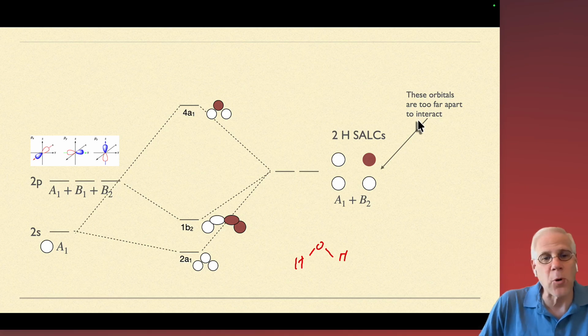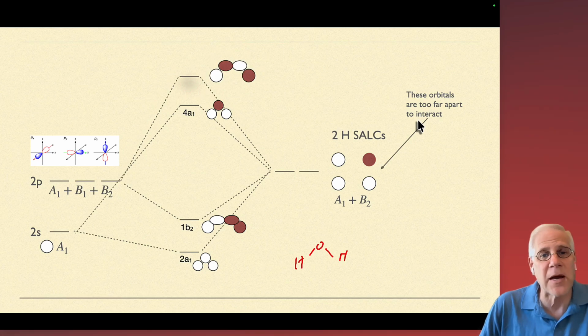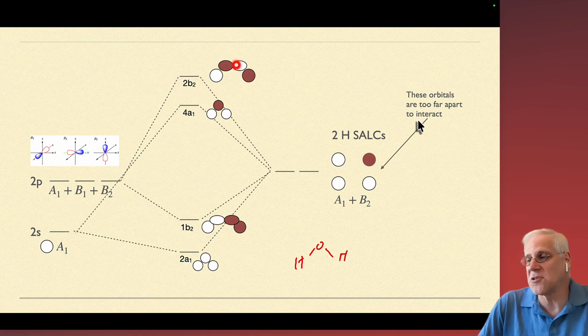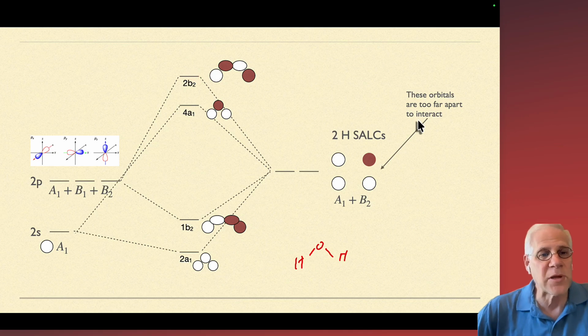Okay, well, just as before, because we have a bonding interaction, we also have to have an anti-bonding interaction. So again, we're just going to change the phase on the p orbital on that oxygen atom in the center. We'll leave the phases of the SALC the same. So now we have an anti-bonding interaction here between the S and the P, and another anti-bonding interaction between this S and this P. So that's also going to go up considerably in energy.